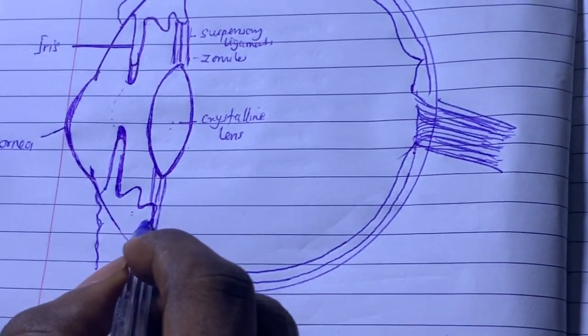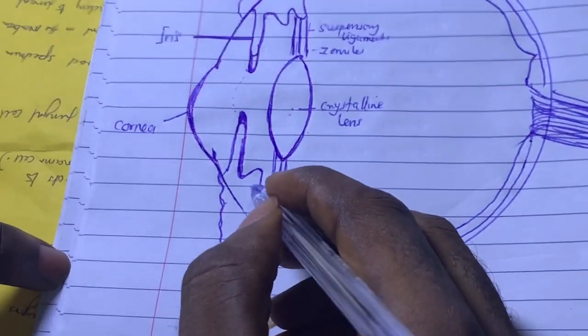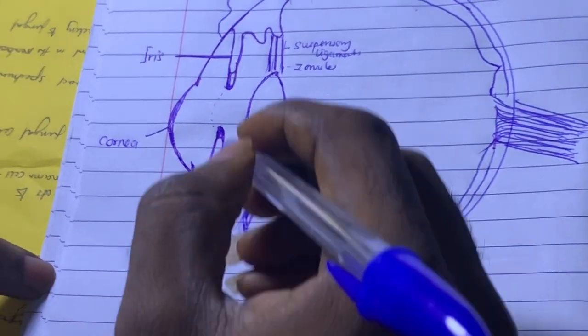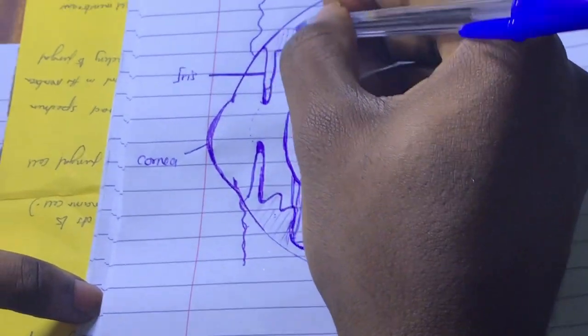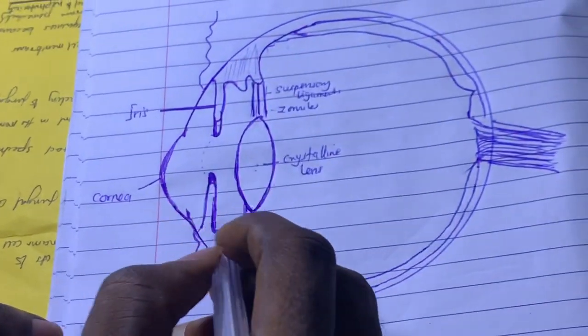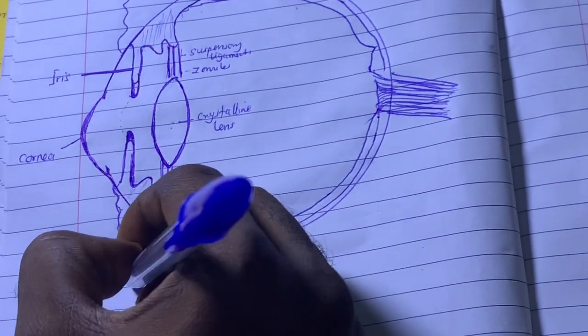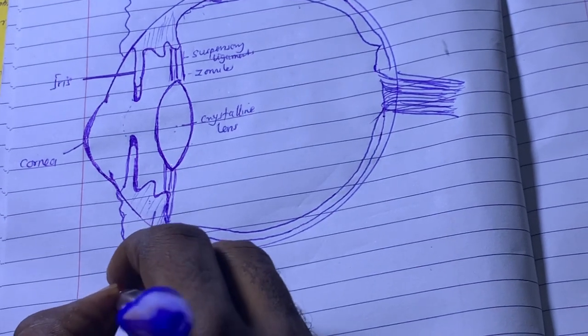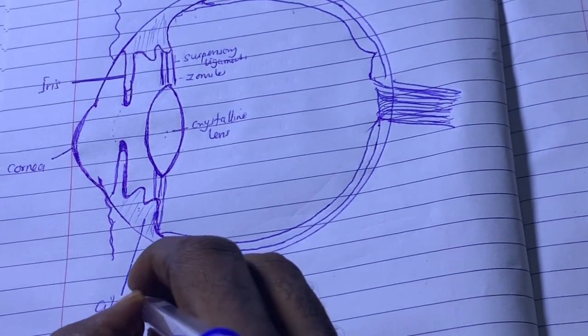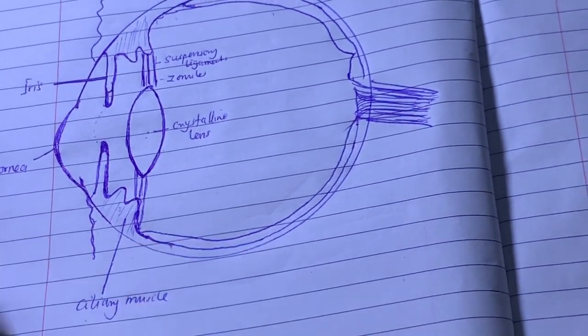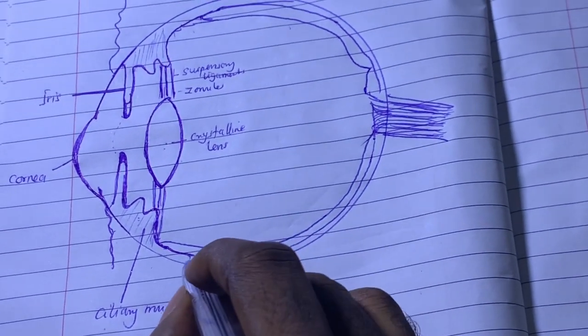Now this thing here, they are muscles, but not just any muscles. They are ciliary muscles. So I'll label this as ciliary muscle. Are you good? And now I want to talk about the layers.